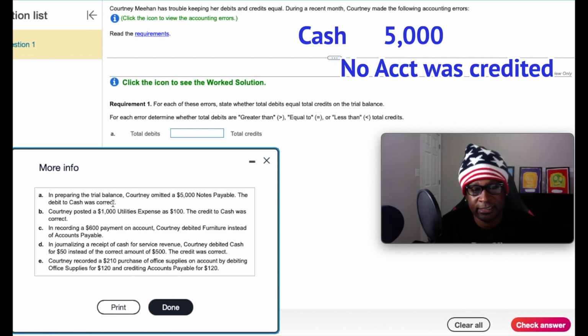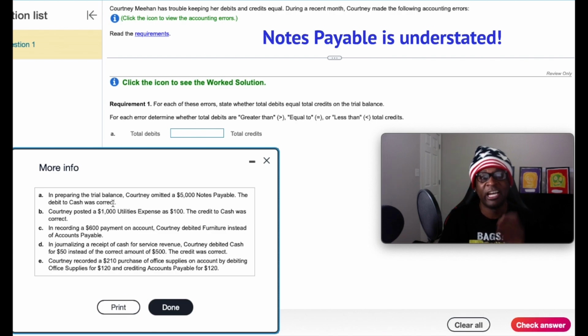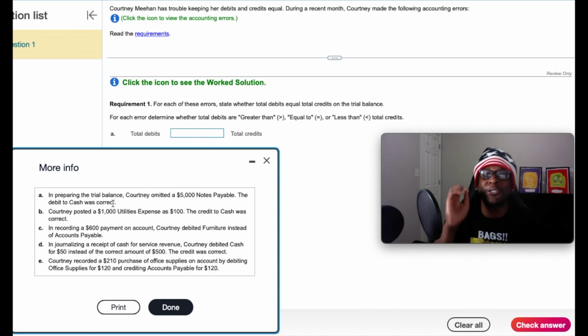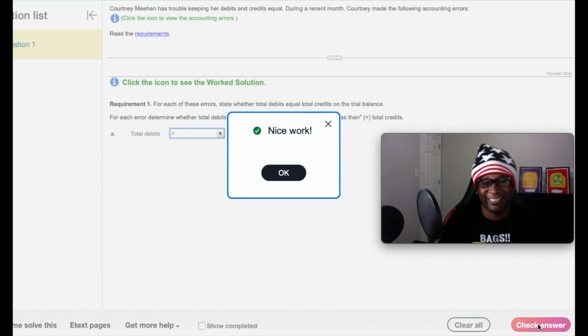Well, since cash is correct and cash is an asset, it sits on the trial balance on its debit side. However, notes payable is a liability, gang, and we know that the normal balance of a notes payable is on the credit side. And so the fact that Courtney omitted the notes payable, that means that that particular account on the trial balance is lower than what it should be. It's understated. Therefore, our trial balance is going to have a higher debit balance than it would the credit balance. Let's take a look. Check answer. Bags all day. Moving on.